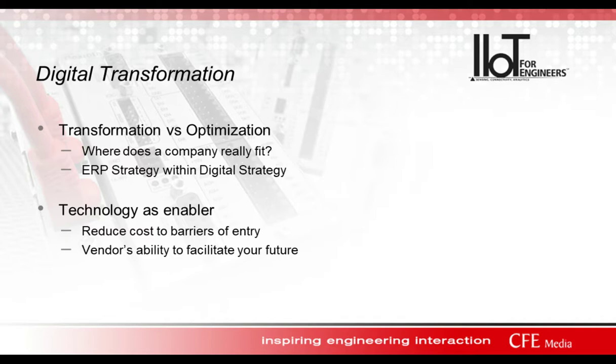Most of our companies are in an optimization mode where they're optimizing processes, then leveraging and aligning technology to help facilitate and support those optimized processes. Few companies are really truly in digital transformation. So it's important to peel back the onion and understand what that is.